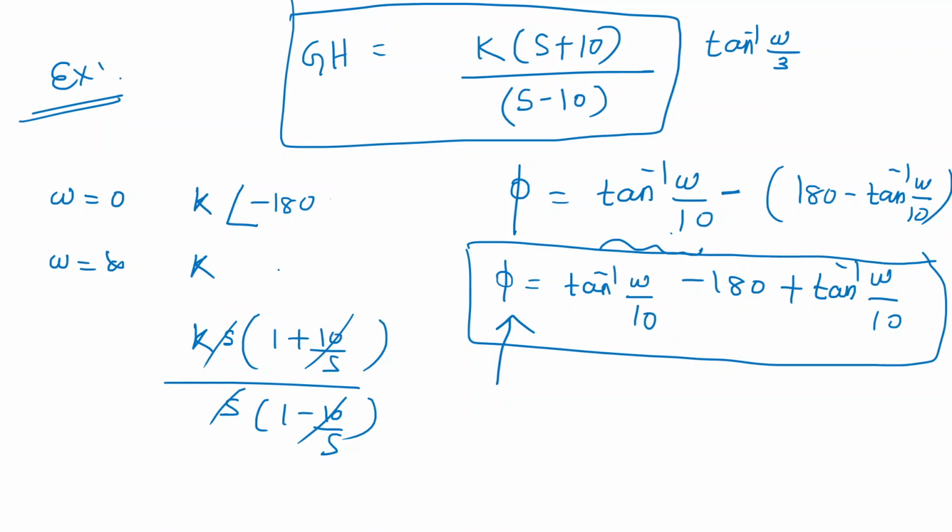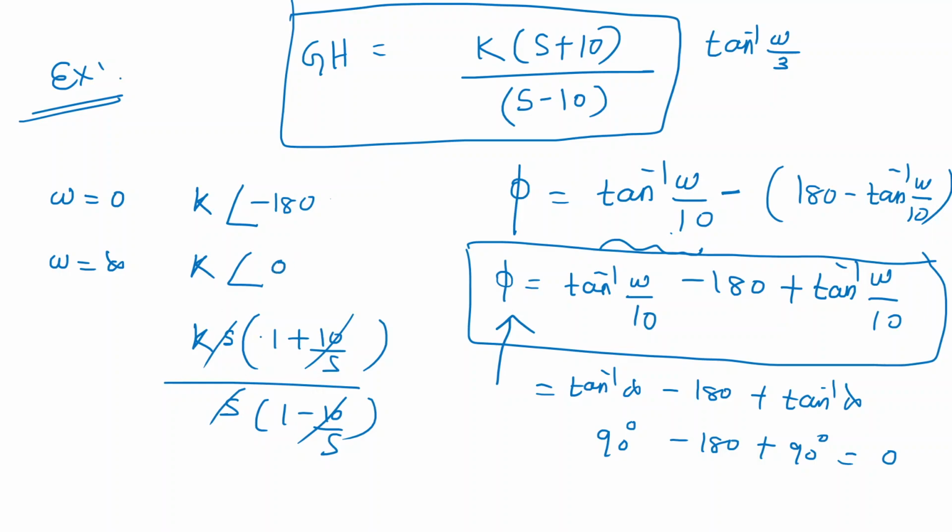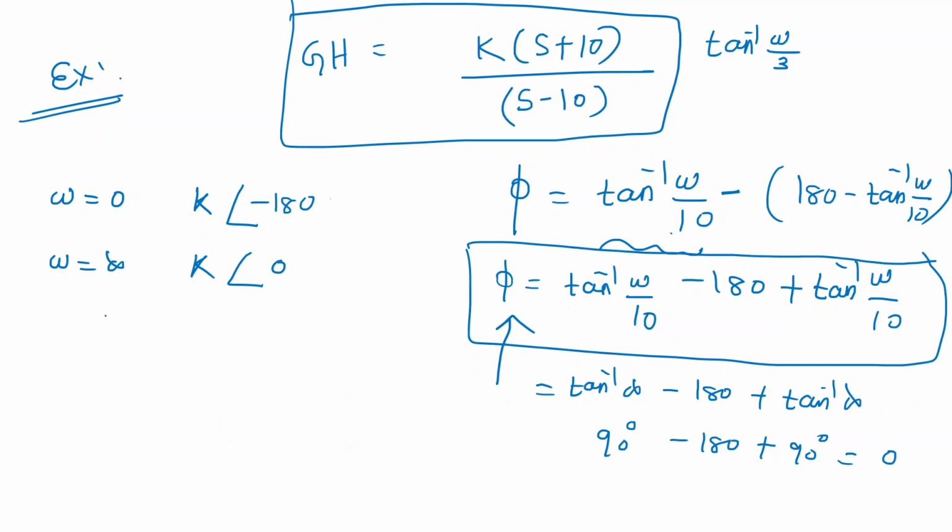Now put omega equal to infinity in this formula to find out the angle. Tan inverse infinity minus 180 plus tan inverse infinity. Tan inverse infinity is 90 degrees. Minus 180 plus 90 degree plus 90 degree, so this will be 0. This angle will be 0.